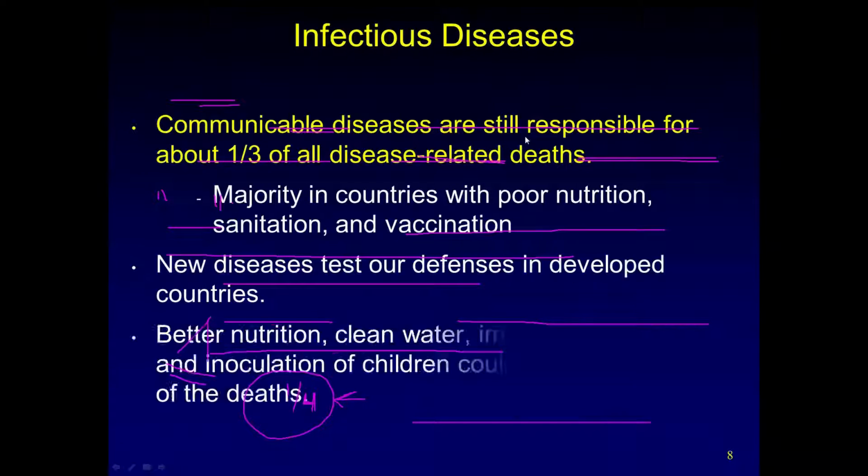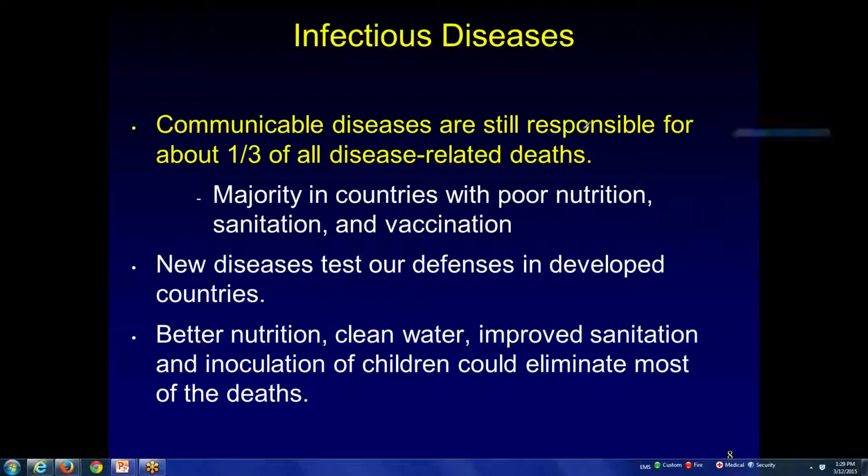All right, infectious diseases. Let's talk about that. So infectious diseases, which we think of as more like a developing country problem, are also found in developed countries. We'll talk about some examples in a minute. So communicable diseases are still responsible for a third of all disease-related deaths. Communicable diseases like the flu. Majority in countries with poor nutrition, sanitation, and vaccination.